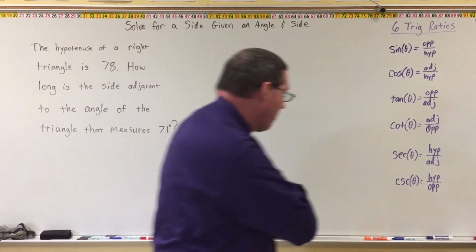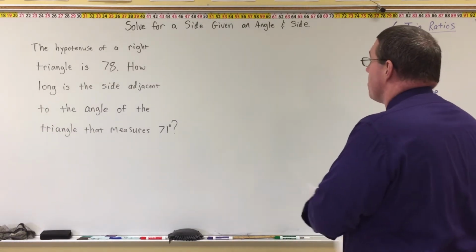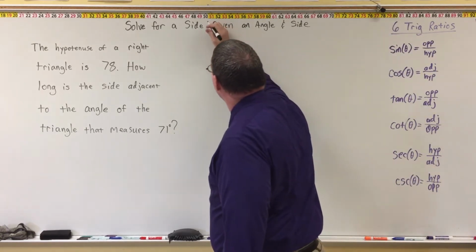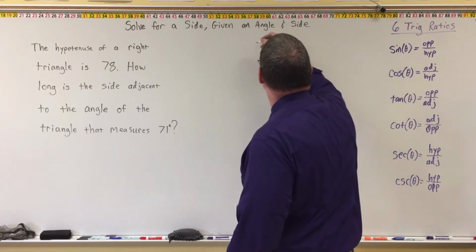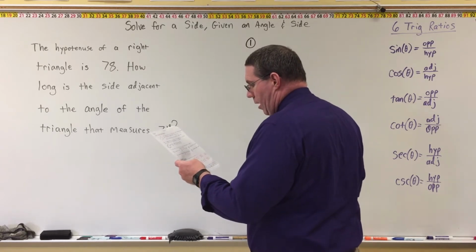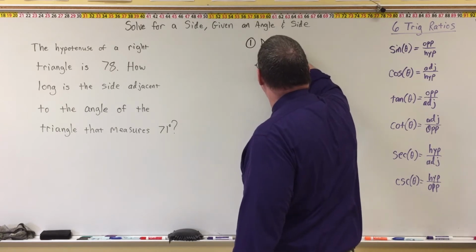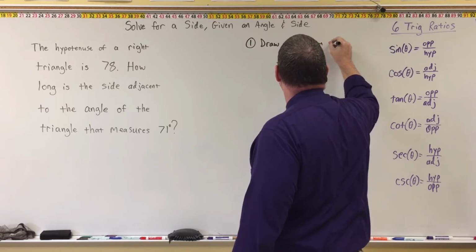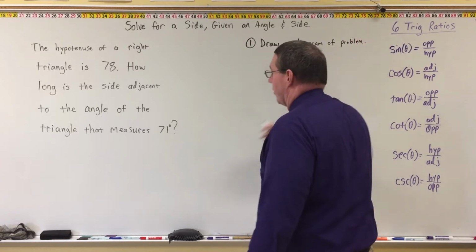I have a procedure that we're going to work through, and you're going to want to write this down. It's 5 steps that will help you solve for a side, comma, given an angle and a side. The first thing you're going to do in this procedure is draw a diagram of the problem with a right triangle. So draw a diagram of the problem.